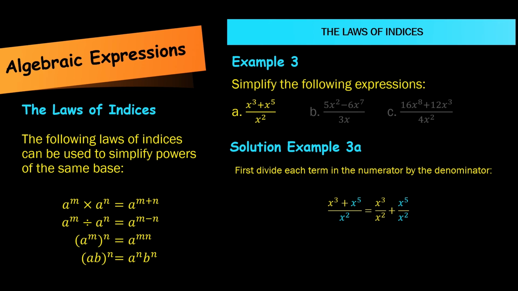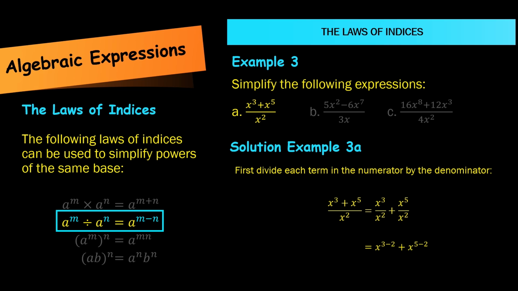And then using the second law of indices, subtract the indices here, 3 minus 2, and here, 5 minus 2. And then tidying up, gives us x plus x cubed, as shown.